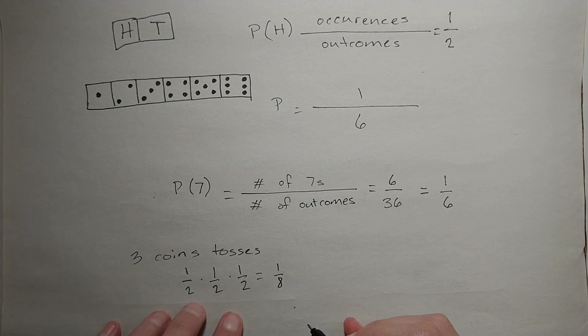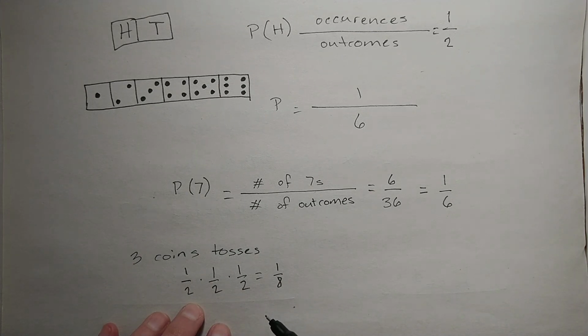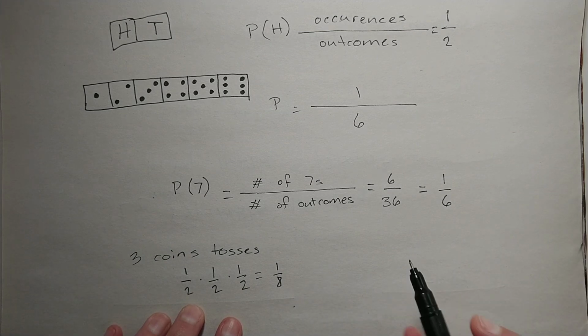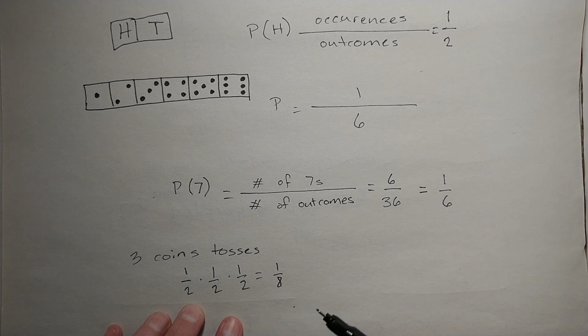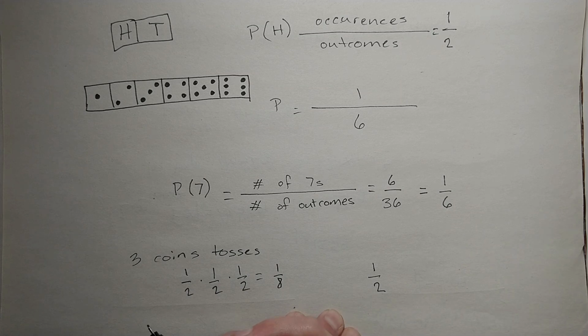Now, if we say, what are the possibilities of flipping heads 3 times and then the possibility of flipping tails the 4th time? Since this is an independent event, it doesn't matter what happens before, so therefore it's still just going to be 1 out of 2 chance of getting tails on that 4th.